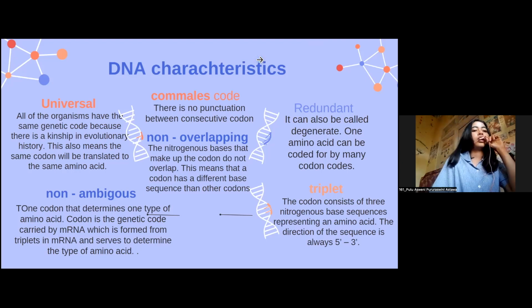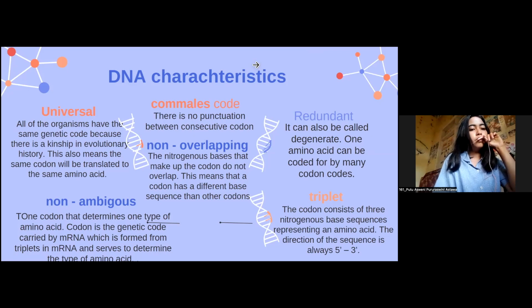Number two is non-ambiguous. One codon determines one type of amino acid. Codon is the genetic code carried by mRNA, which is formed as triplets in mRNA and serves to determine the type of amino acid. Number three is commaless code. There is no punctuation between consecutive codons.